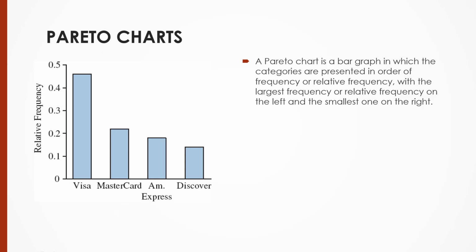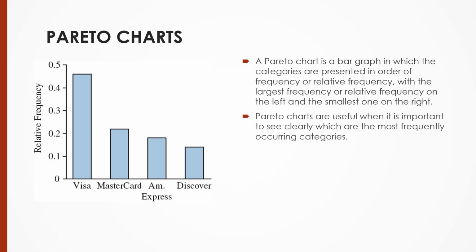So here you see Visa is the best seller because the frequency of Visa is 23, so it's 0.46 in relative frequency. So the Pareto chart is basically just the bar chart, but the larger frequency will be listed on the left, and the smaller frequency will be listed on the right. The Pareto chart is very useful when it is important to see clearly which are the most frequently occurring categories.